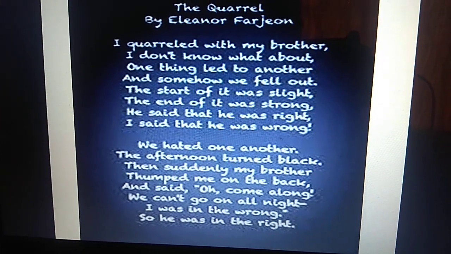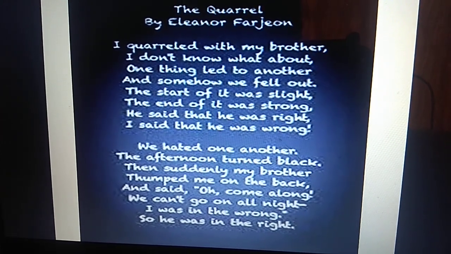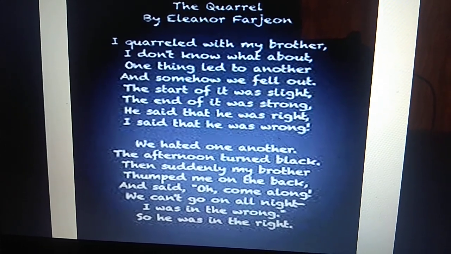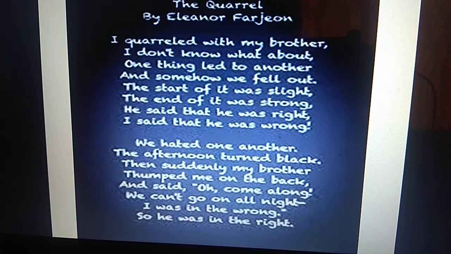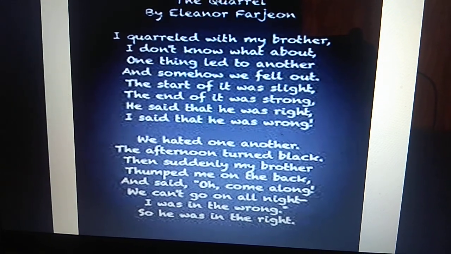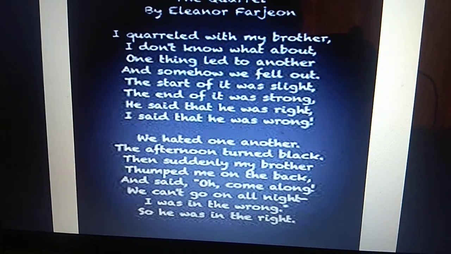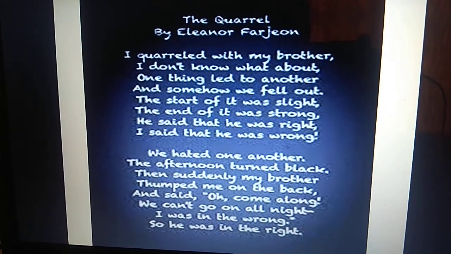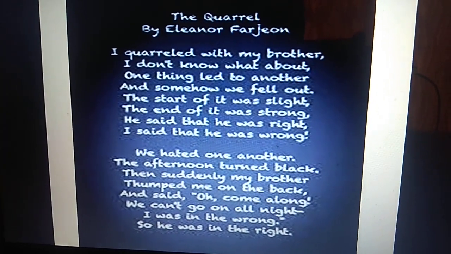I quarreled with my brother, I don't know what about. One thing led to another, and somehow we fell out. The start of it was slight, the end of it was strong. He said that he was right, I said that he was wrong. This is how our first stanza is.